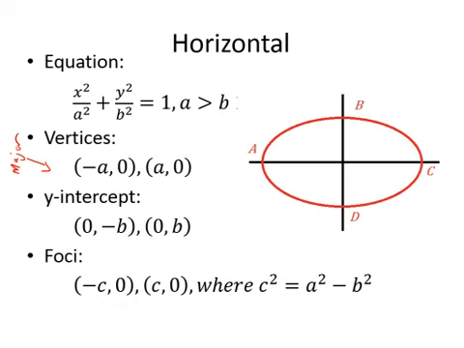Your foci are found by taking (negative c, 0) and (c, 0), where c squared is equal to a squared minus b squared. So you take the difference of the bigger minus the smaller of the squares, and then you square root it, and that's how you get your c. Your foci are always going to be located on the major axis, closer to the center than the vertices, not on the minor axis. So that's if it's horizontal.